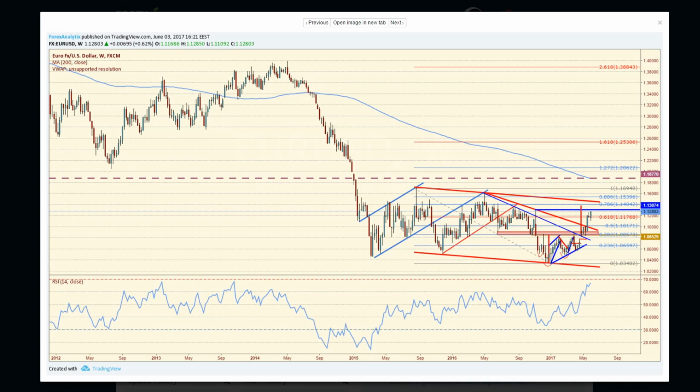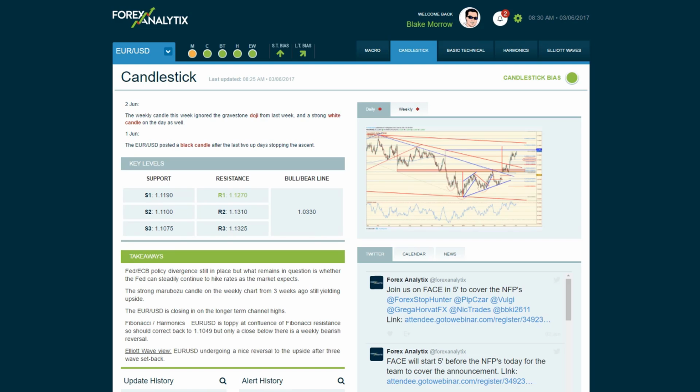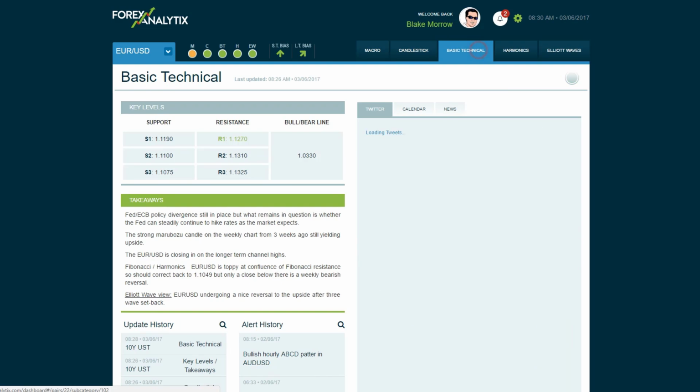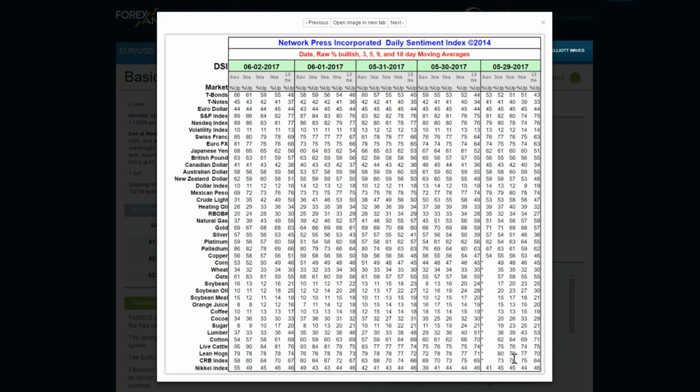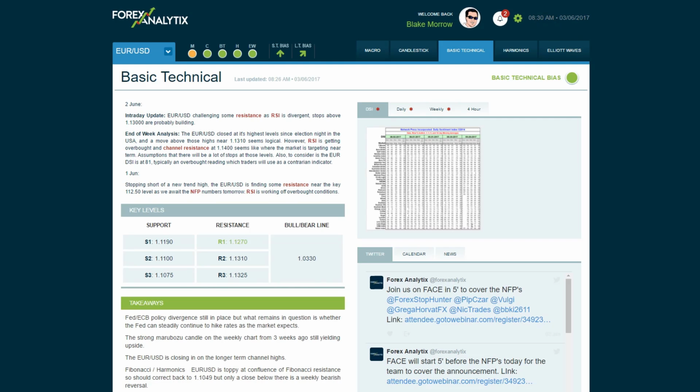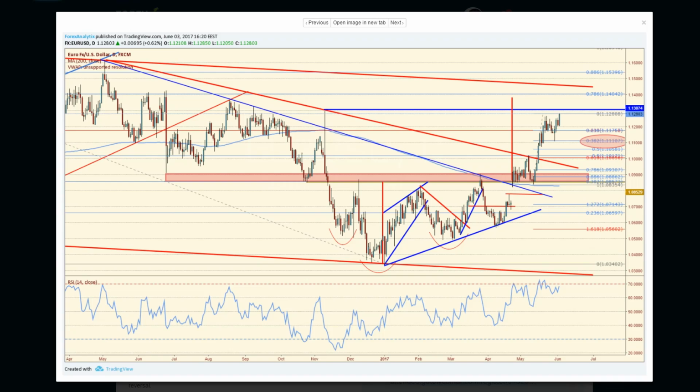The euro reading on DSI, you can see, is also here. Let me pull it up. I believe I have the chart. Oh, I have to go over to basic technical. Here's the DSI reading, and you can see that the euro dollar is at 81, and that's historically a pretty high reading as well, which suggests that you might get some euro weakness maybe as we initially break higher.